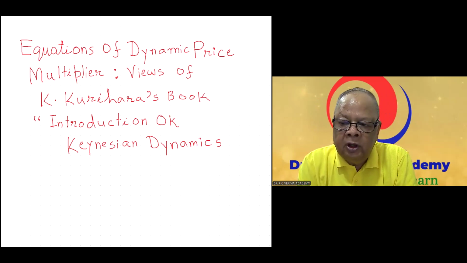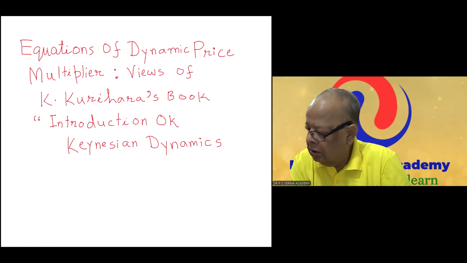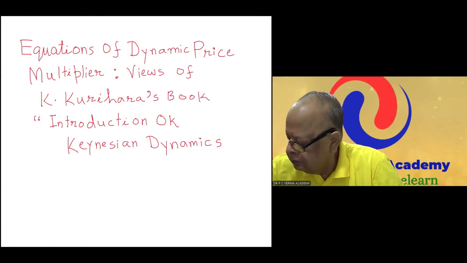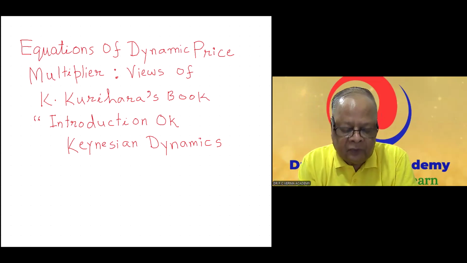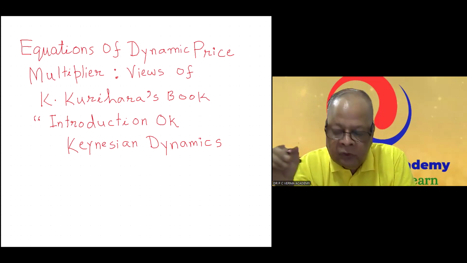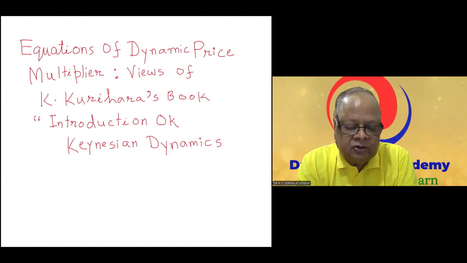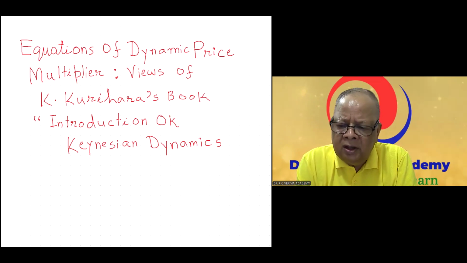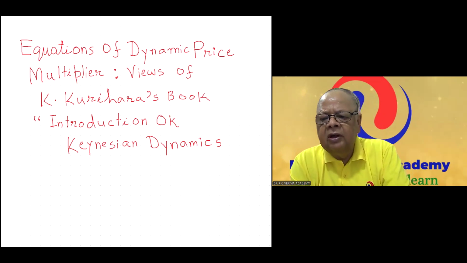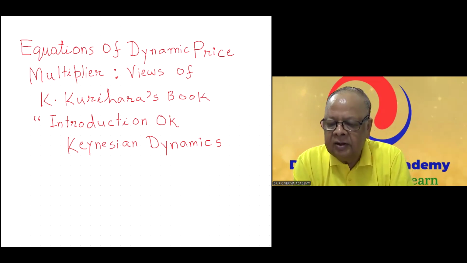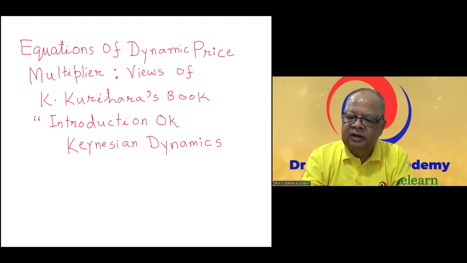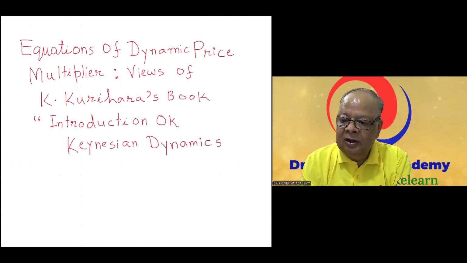We all know that the dynamic price multiplier is also known as the market price multiplier. We all read at graduation level the Keynesian investment multiplier. We know that the Keynesian investment multiplier is very famous at graduation level. We read the multiplier, that is, the investment multiplier.